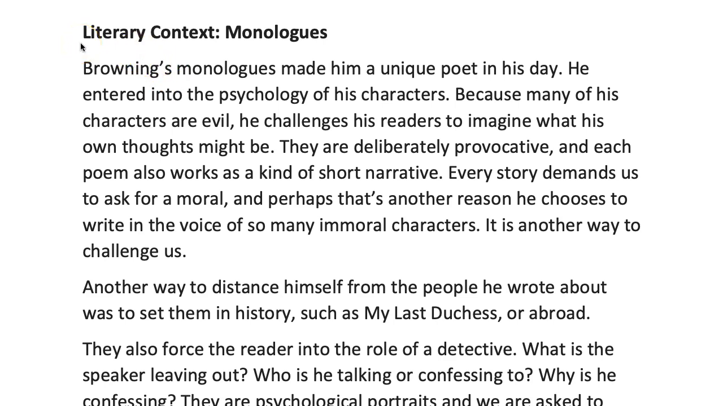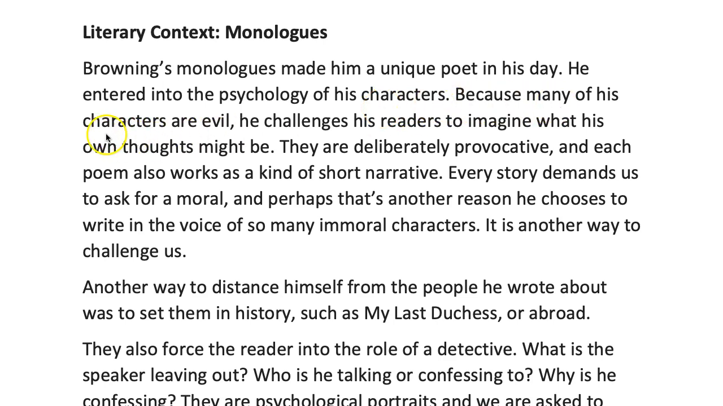Right, another way to get grade 8 and 9 context is to think about the literary context. So why has the poet chosen this particular literary form, and what does it have to do with other works of literature? So Browning's monologues made him a unique poet in his day. He entered into the psychology of his characters, which we get from the monologues.